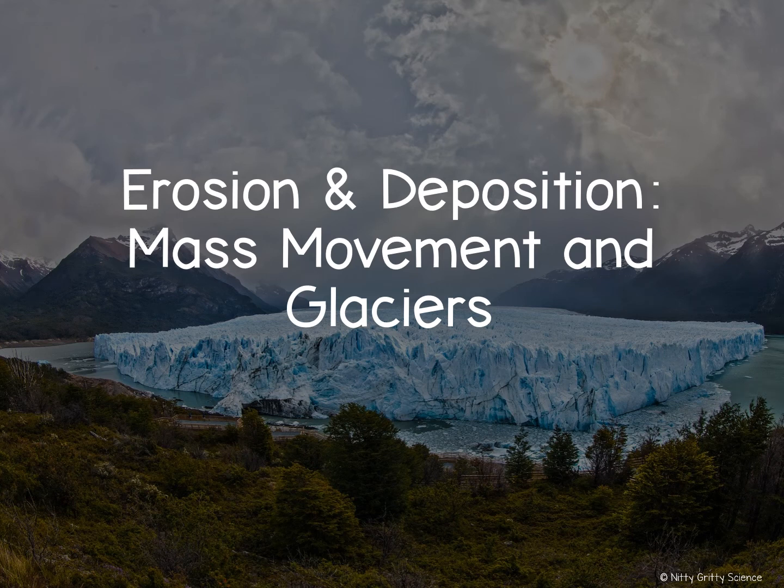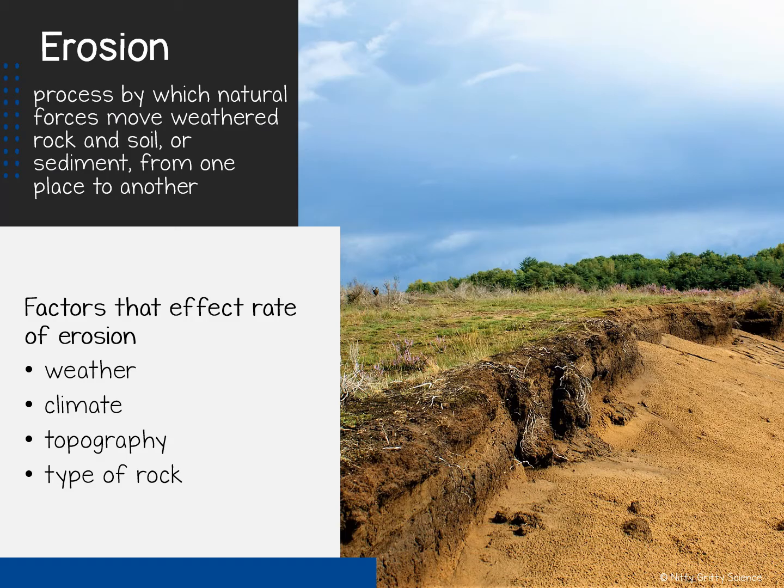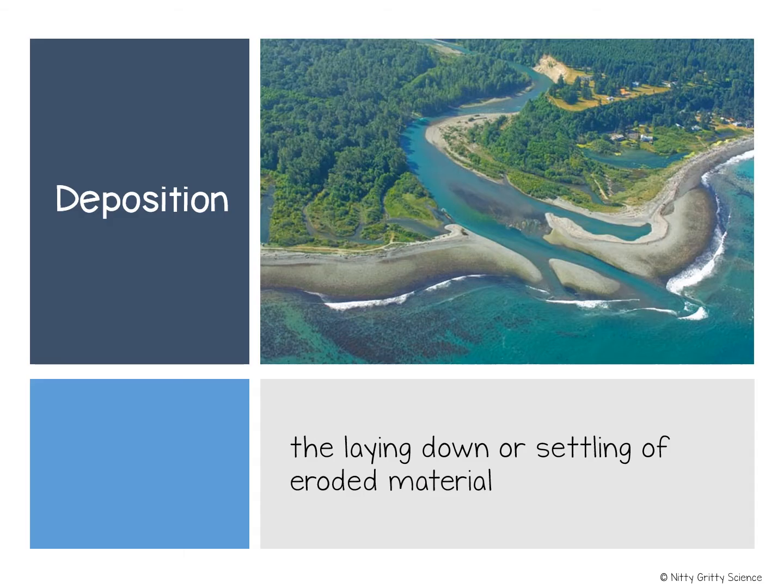Erosion and deposition, mass movement, and glaciers. Now, we have discussed that erosion and deposition work in a continuous process that wears down and builds up Earth's surface. Erosion moves weathered rock and soil from one place to another and can be affected by weather, climate, type of rock, and topography of the land. Deposition is the laying down or settling of the eroded material.